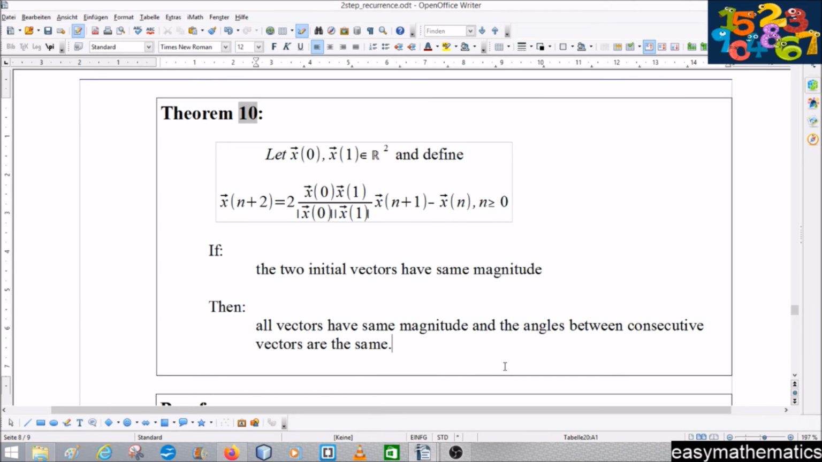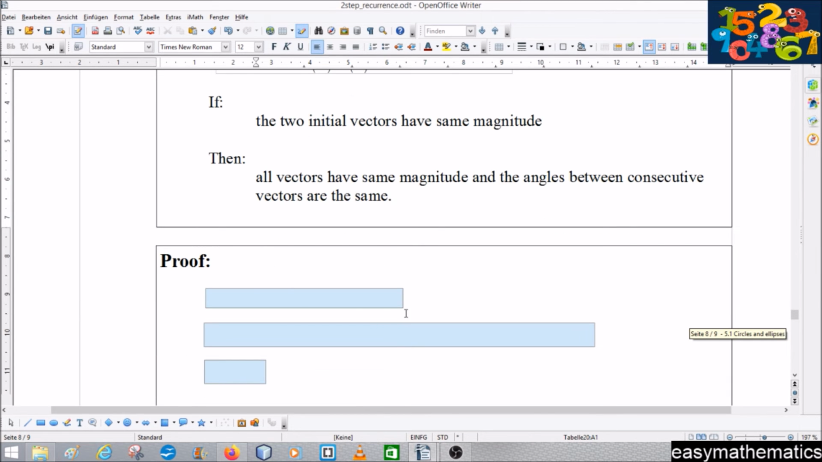Yeah, you can play around with that, but if you calculate the first examples, you see that if two initial values have the same magnitude, then all vectors have the same magnitude and all the angles between consecutive vectors are the same. And yeah, we proved this.